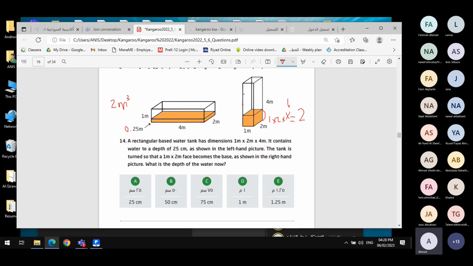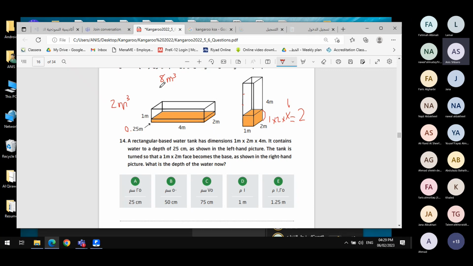So the idea here is to multiply the base by the height of the liquid. After multiplication of those, we're going to find the answer. By the way, multiplying by 1 is not wrong, because if we found the volume of the whole shape, we will get 4 times 2 is 8 times 1 is 8 meter cube. And 2 meter cube is the volume of the liquid.